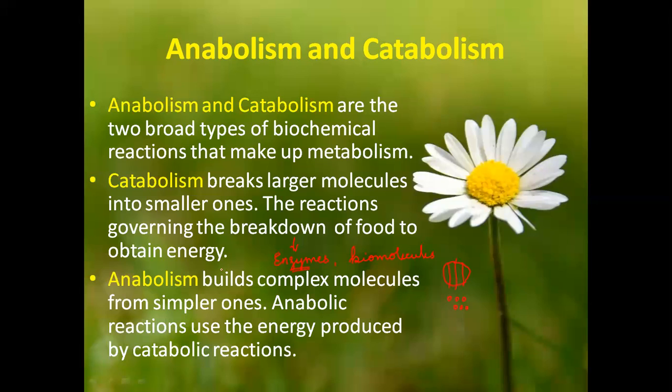So this is about anabolism and this is about catabolism. What happens in catabolism? It breaks larger molecules into smaller ones. Remember this. Now coming to anabolism, what happens in anabolism? It builds complex molecules from simpler ones. Both come under metabolism only. The anabolic reaction builds complex molecules from simple ones.